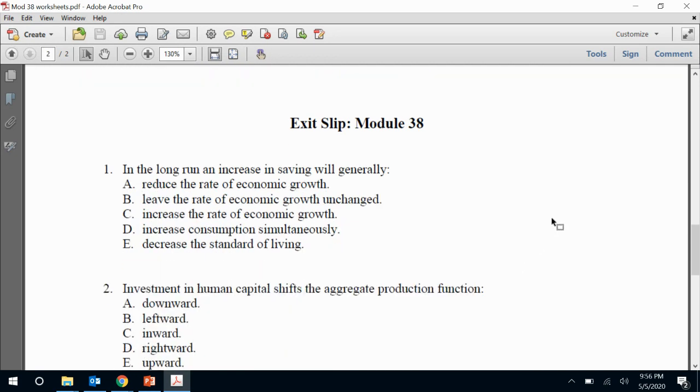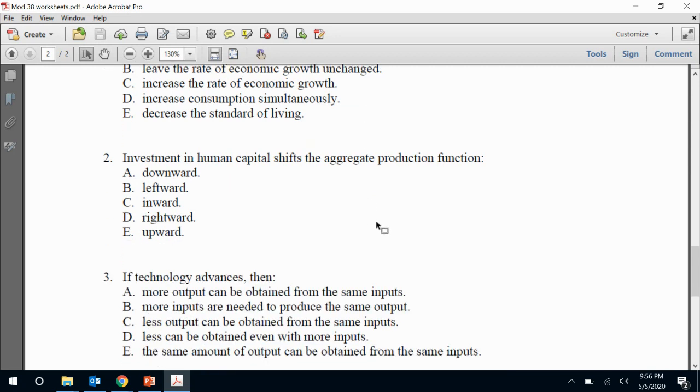So, in the long run, an increase in savings will generally do what? That will increase the rate of economic growth, because the savings will lead to additional loanable funds, and those loanable funds will reduce the interest rates. Then more people and more businesses will want to invest in their company. Okay. Investment in human capital shifts the aggregate production function where? That's upward. So we'll get more GDP per capita with the human capital.